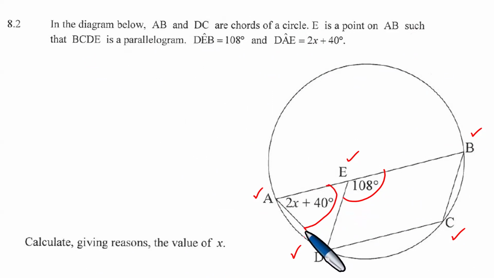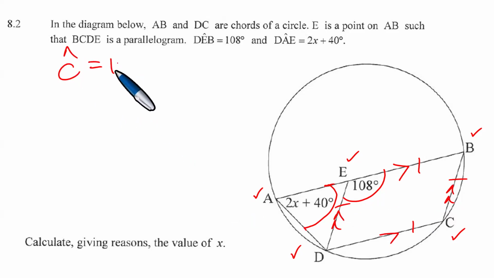What is the value of x? Obviously, because the examiner told us that BCDE is a parallelogram, that is grade 10 work. Parallelogram means the opposite sides are parallel to each other, but they are also equal. This side of the parallelogram must be parallel to the opposite side like this, and they are equal to each other like this. So that angle C is 108 degrees.